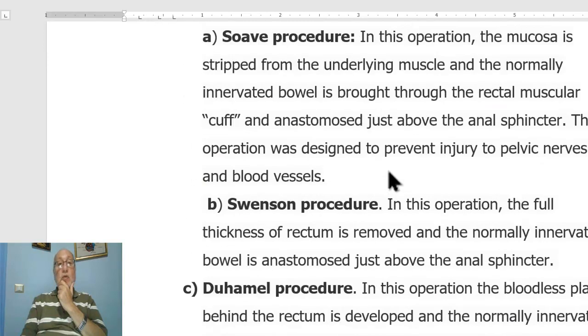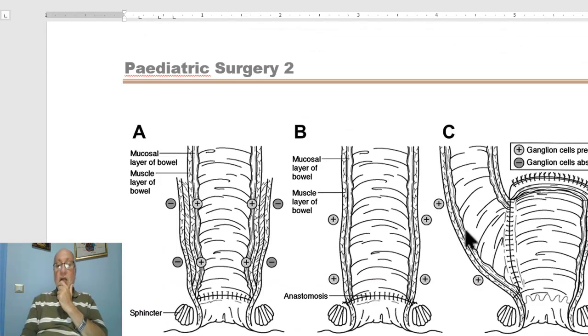The third technique is Duhamel procedure. What is Duhamel procedure? In this operation, we dissect a bloodless area behind the rectum, the area between the sacrum and the rectum. We dissect this area, and the normal innervated bowel is anastomosed to the rectum on the posterior surface of the rectum, in this bloodless area behind the rectum.